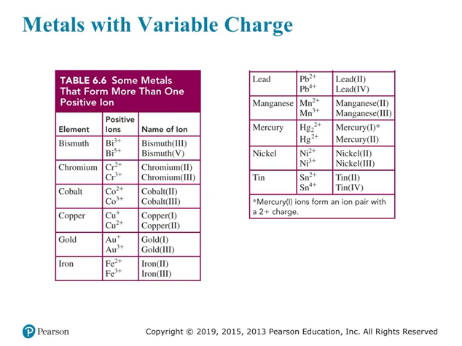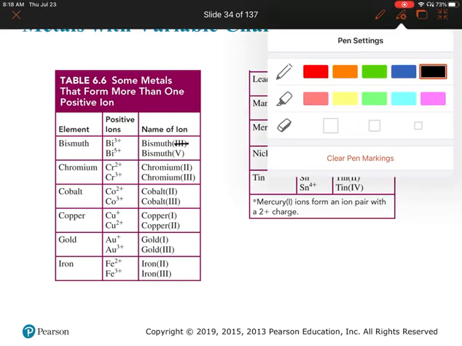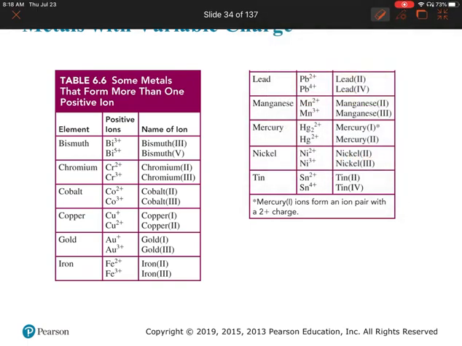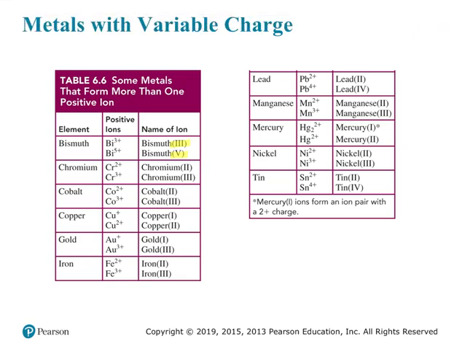So you'll notice that the charges are listed right next to the metal name. And then we talked about a few of these other metals as well. So just keep in mind that naming ionic compounds with one of these metals is going to be a little bit different.